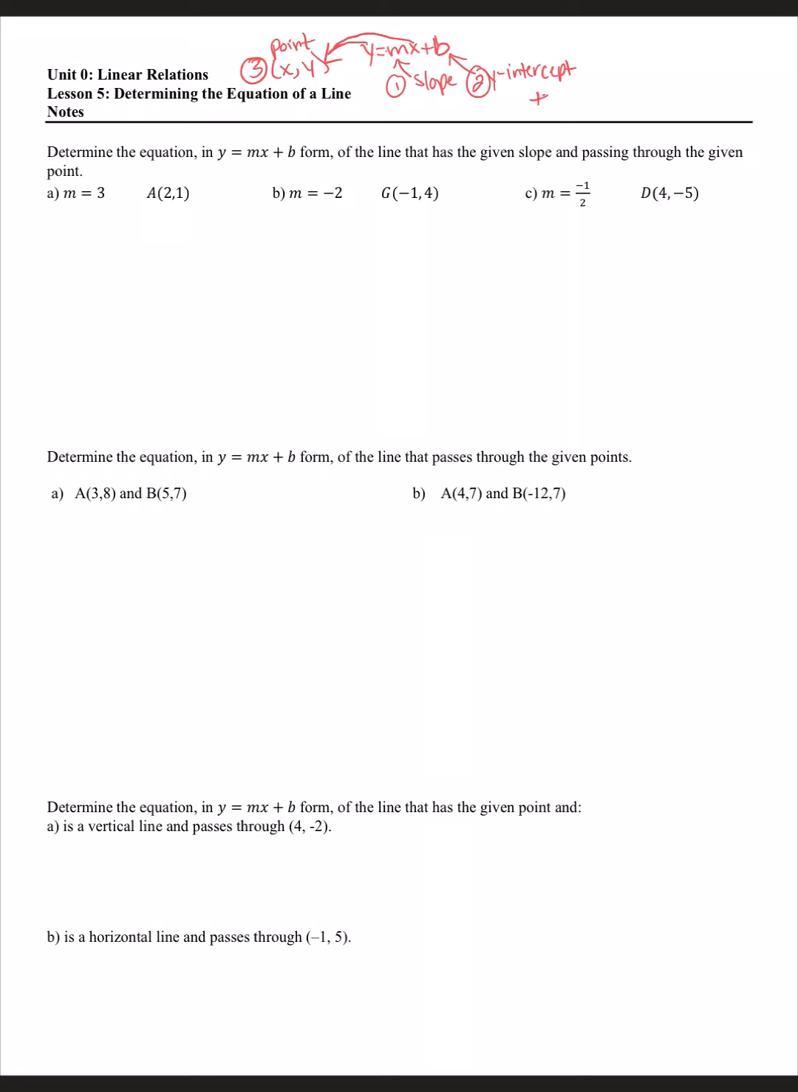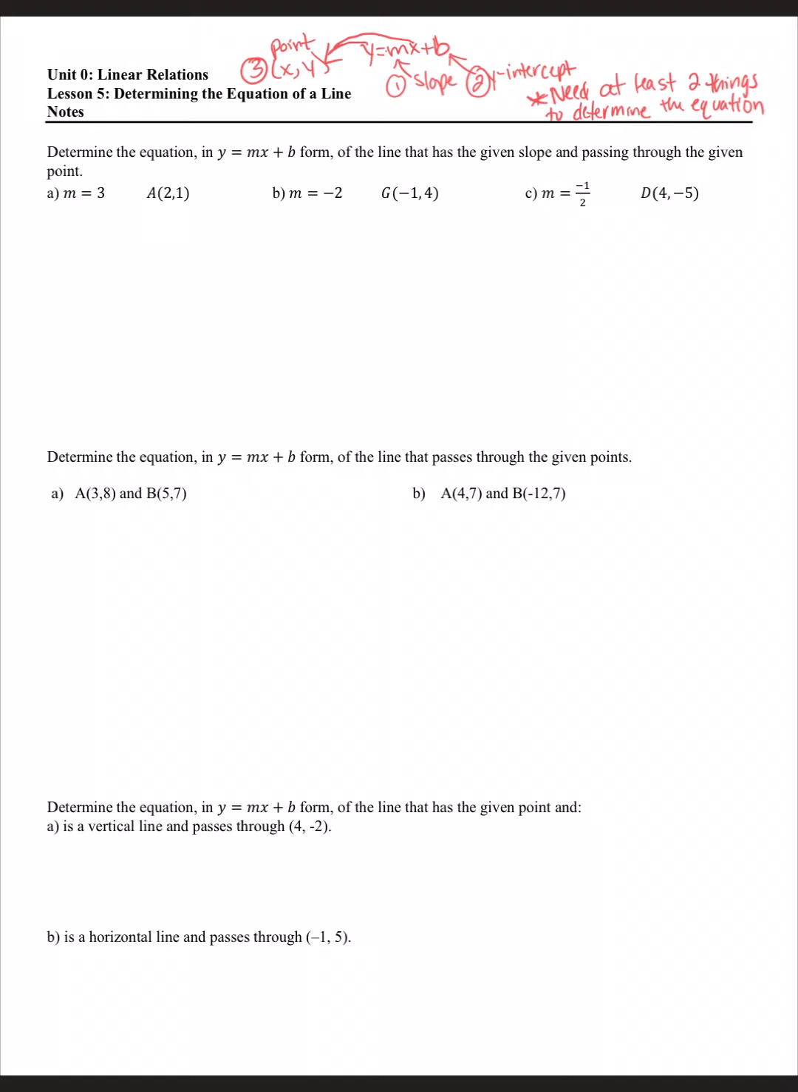So you're going to need at least two pieces of that information to find the equation of a line. So you need at least two things to determine the equation. And I'll show you what I mean by that, okay?